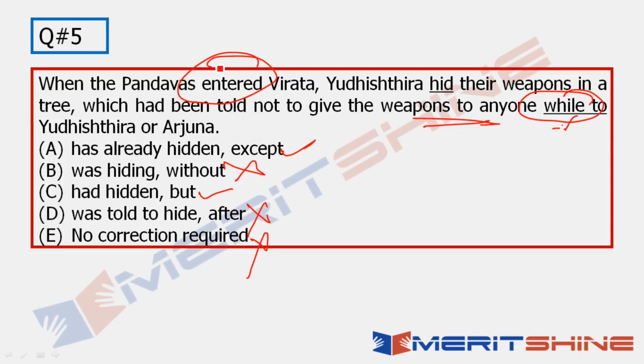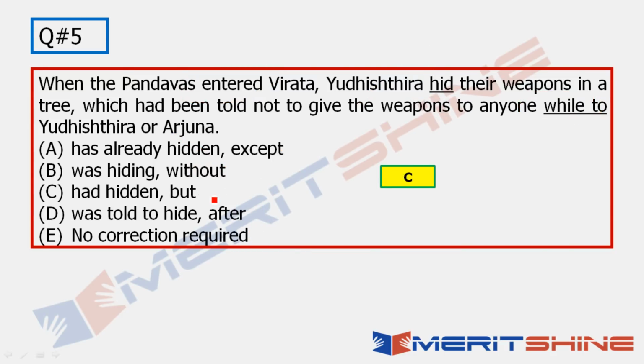We are talking about an event that has happened in the past, and this event has happened before that event. So it has to be past perfect or something, or at the most simple past. So "has already hidden" is eliminated. The only option left is "had hidden". So C is the option.